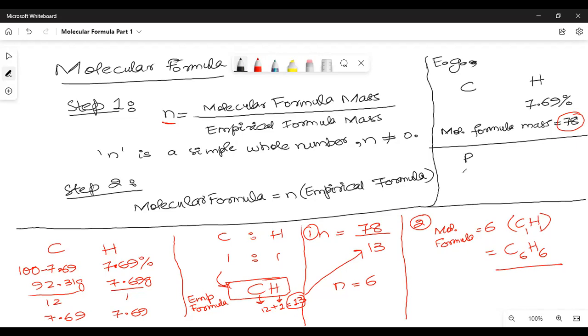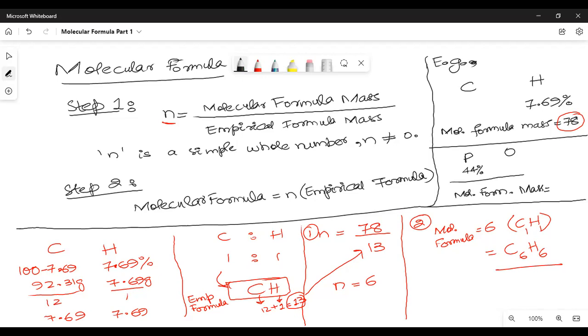So P, which is 44%, and O, which is not given, and the molecular formula mass, which I'm going to shorten for my own ease, though you're not allowed to do that in exams really. I'm just a little short of space in here. You can continue with the empirical formula for P and O.